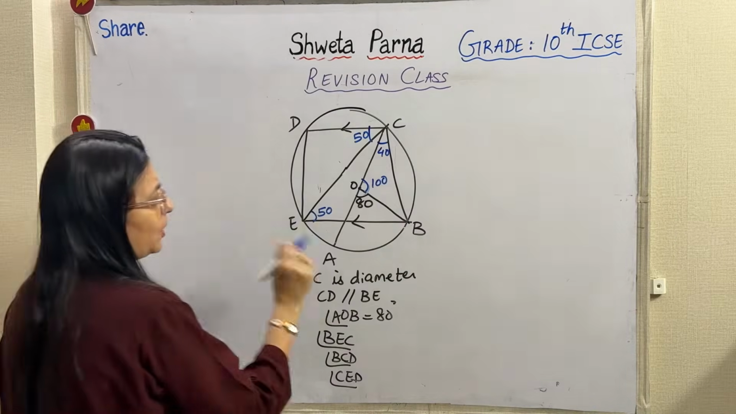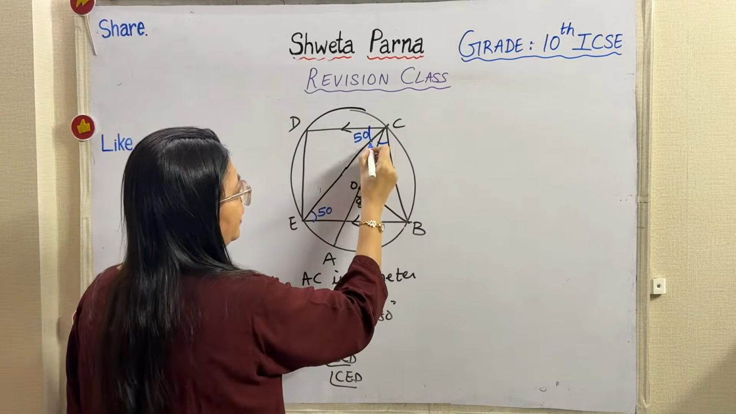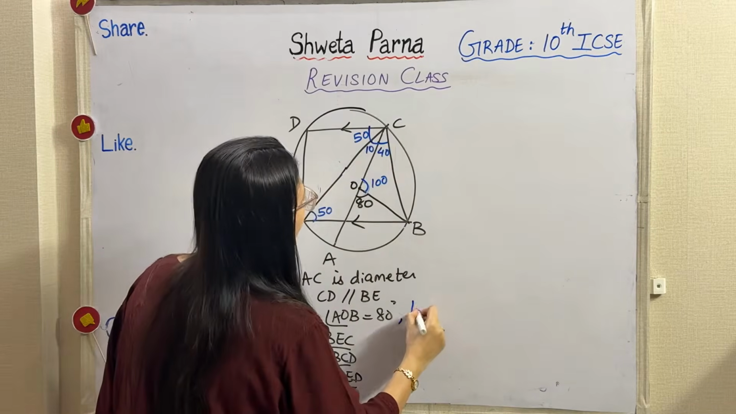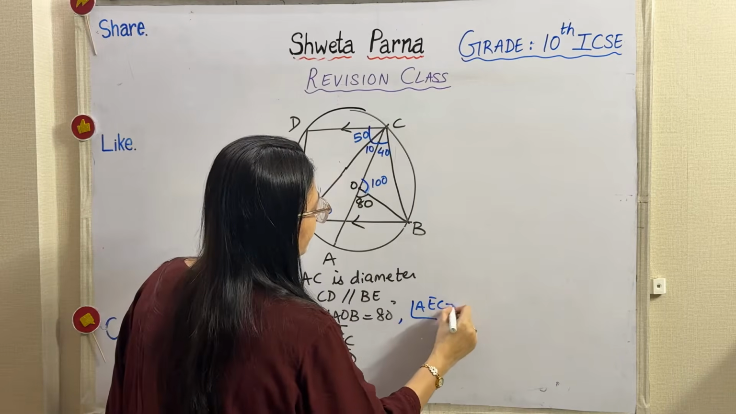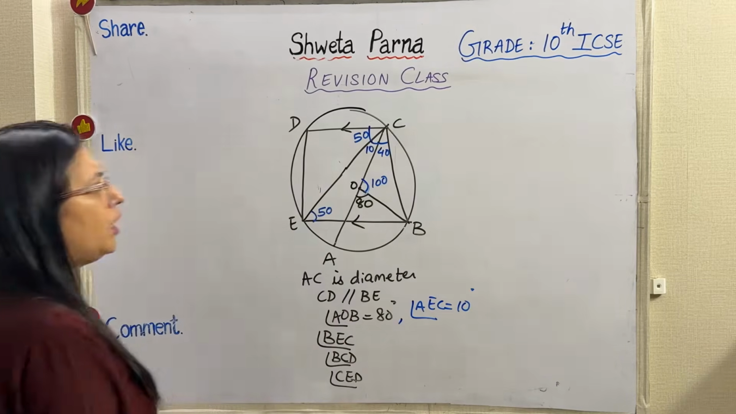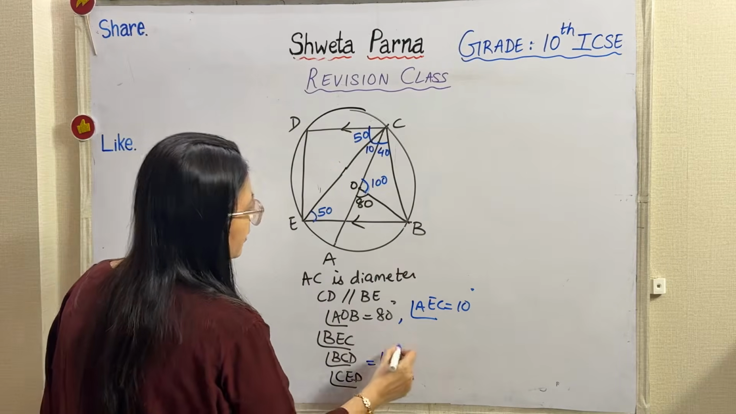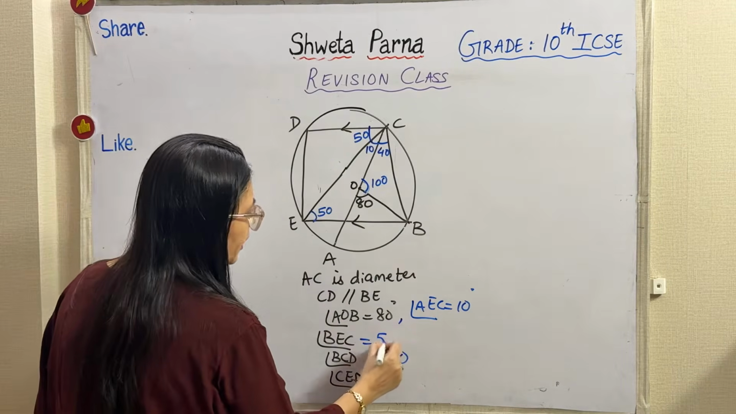Sorry, I forgot to mention this. Angle AEC is 10 degree. It's given in the question. Sorry, children. Now you got BCD. BCD is 100 degree. And BEC you got 50 degree.